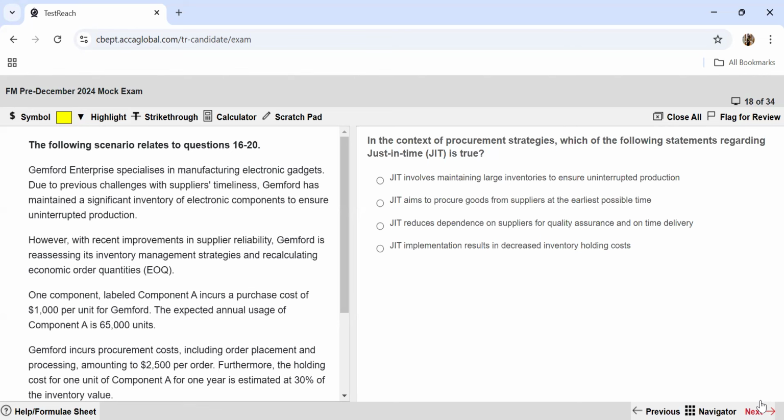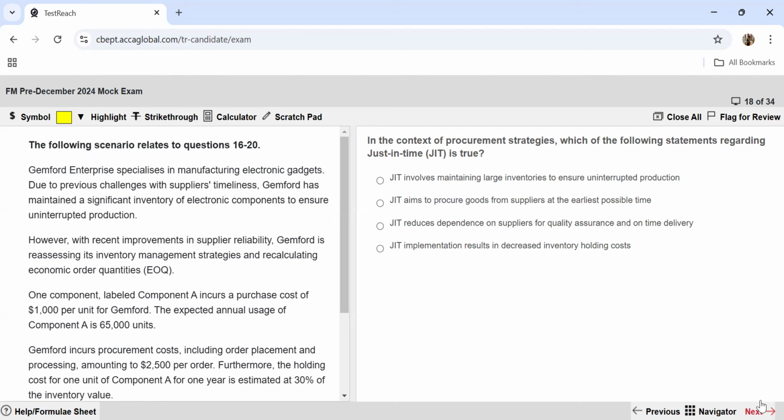Second one says, JIT aims to procure goods from suppliers at the earliest possible time. Rather, it is at the latest possible time. So this statement also gets eliminated. Third one says JIT reduces dependence on suppliers for quality assurance and on-time delivery. Again, this is totally wrong. It's the opposite. We are in JIT more dependent on our suppliers for giving us a quality product and also delivering on time, because we are always ordering at a very short notice under the JIT system.